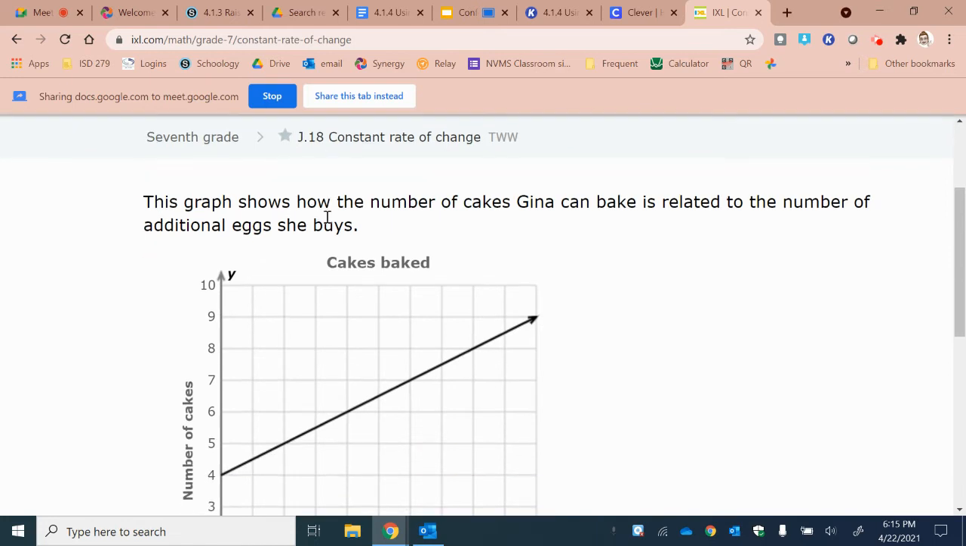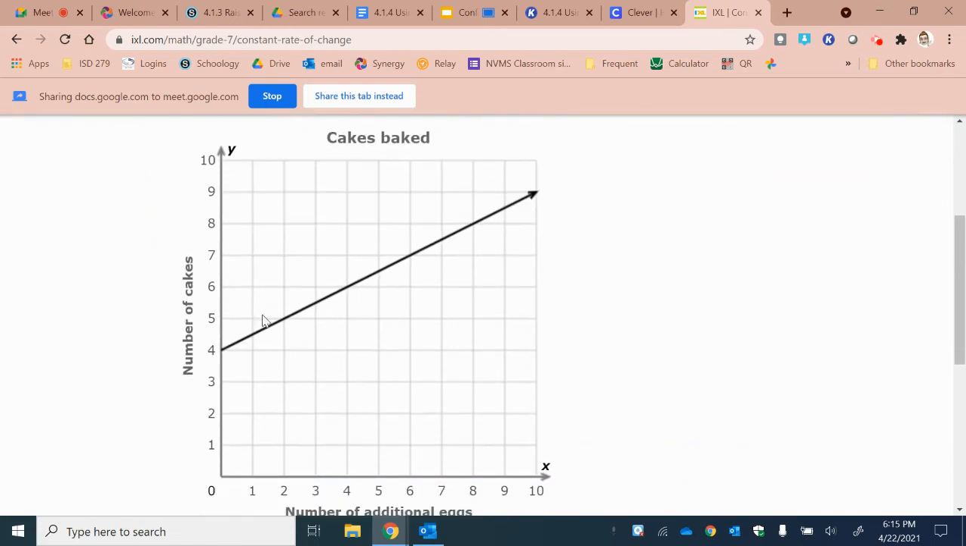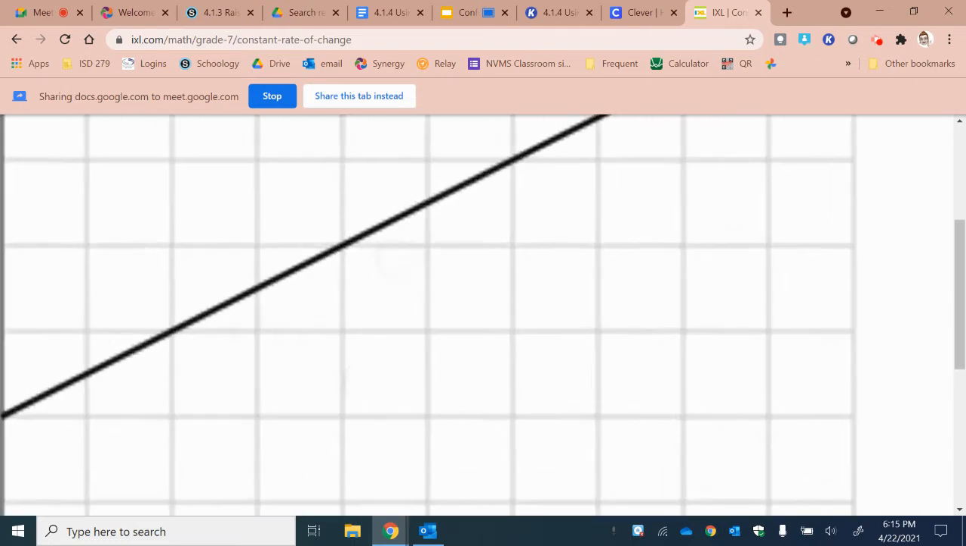Because these aren't proportional, you can't just look at this and go 5 divided by 2 like we did in the past. That's not what's true here, because that's not going to be maintained, because 5 divided by 2 does not equal 6 divided by 4. So what we're going to do instead is just look for 2 points.